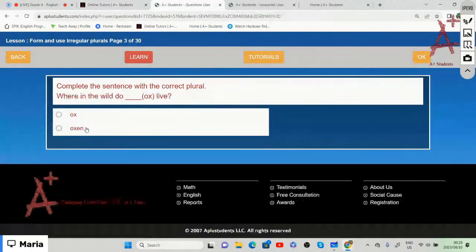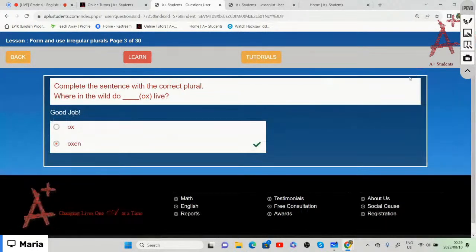Where in the wild do ox live? Ox. We need to find the correct plural form of the word ox. So we have one ox, but when we have more than one, the plural form is oxen. One ox, many oxen.